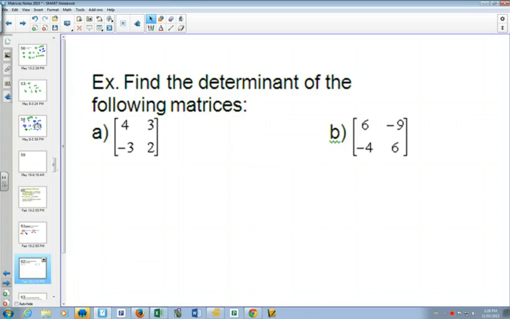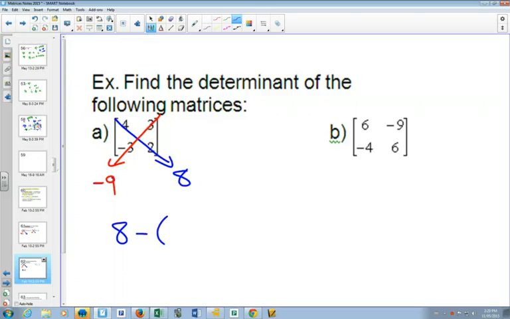So we'll start off with just using our formula and figuring out the determinant. Again, by memorizing all those letters, I find it hard to remember. It's much easier to think, okay, I want to multiply along this diagonal. 4 times 2 is 8. Multiply along this diagonal, 3 times negative 3, negative 9. And so I would have 8 minus the negative 9 and get 17 as a determinant for the first one.